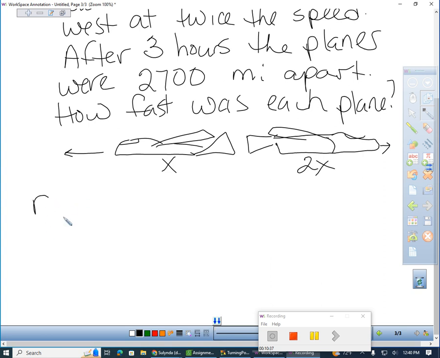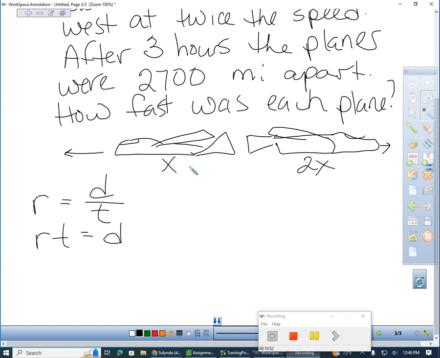Rate equals distance divided by time, exactly. Or sometimes you can say rate times time equals distance, right? Okay, so that's what we're going to talk about.